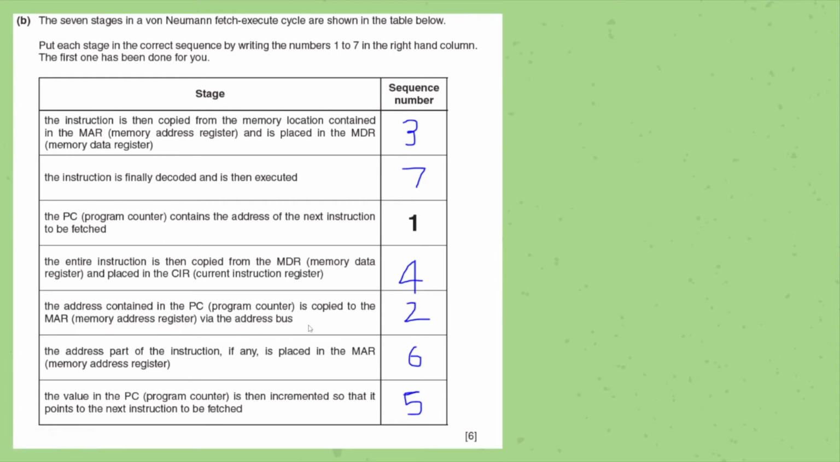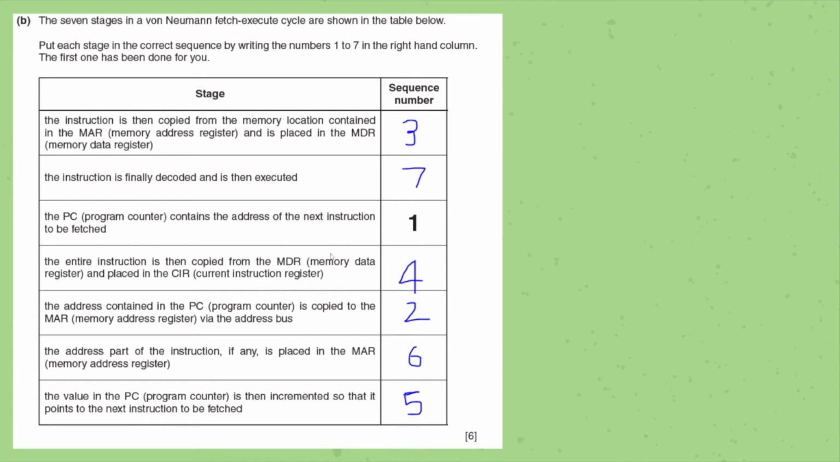What's next? The instruction is copied from the memory address register, then placed in the memory data register. So we know this is the third step. The instruction is then copied from the memory location contained in the MAR and is placed in the MDR. The fourth step should be the instruction copied from the MDR to the CIR. That is this one. The entire instruction is then copied from the memory data register and placed in the current instruction register.